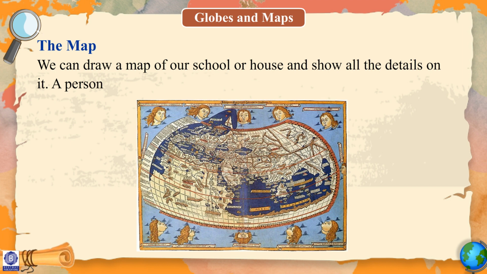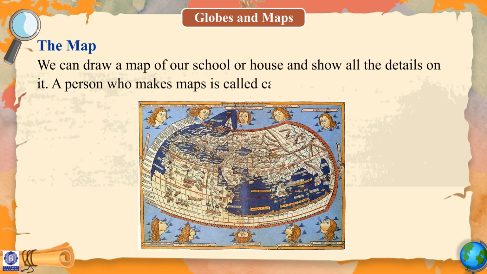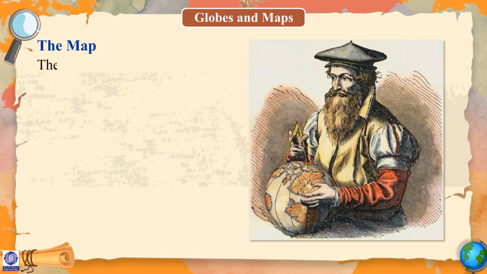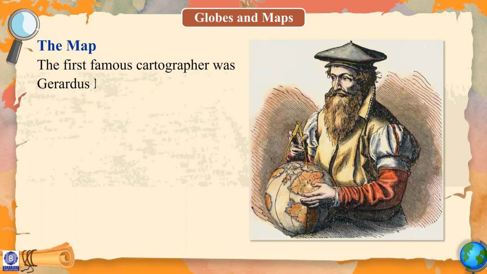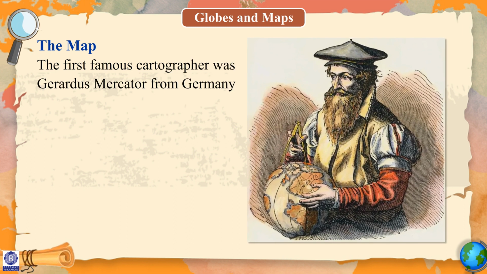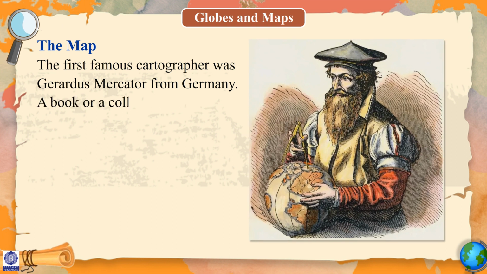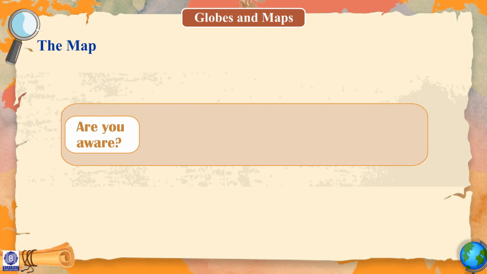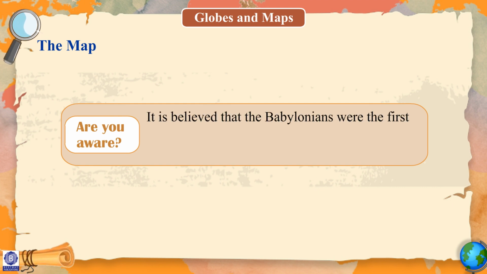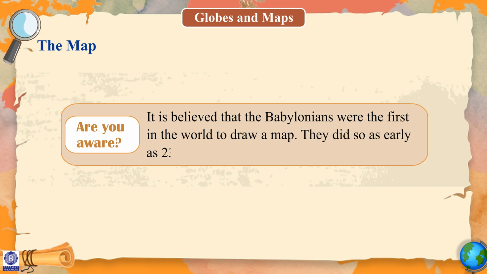A person who makes maps is called a cartographer. The first famous cartographer was Gerardus Mercator from Germany. A book or a collection of maps is called an atlas. Are you aware? It is believed that the Babylonians were the first in the world to draw a map. They did so as early as 2300 BCE.